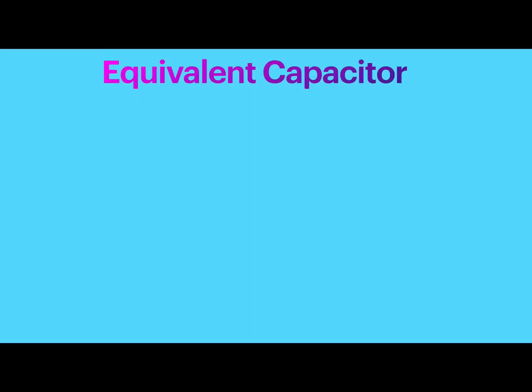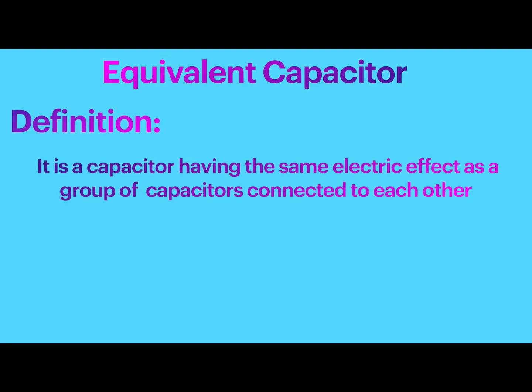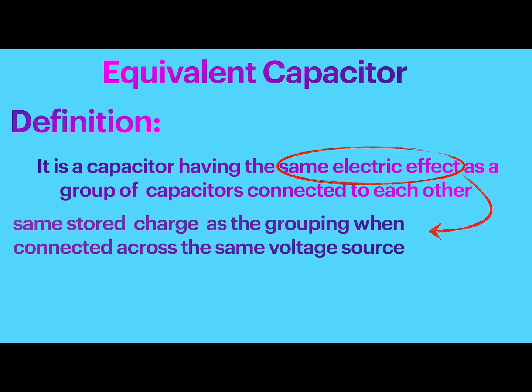Equivalent capacitor. By definition, it is a capacitor having the same electric effect as a group of capacitors connected to each other. What do we mean by same electric effect? It means that this capacitor may store the same amount of charge as the grouping when connected across the same voltage source. And of course, the capacitance of this capacitor is called equivalent capacitance.